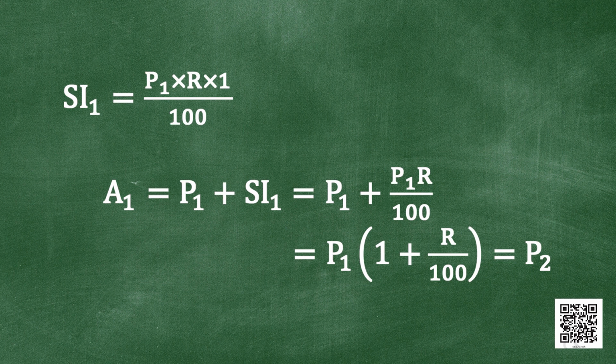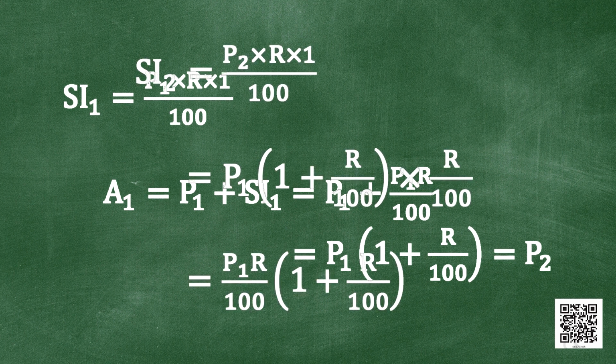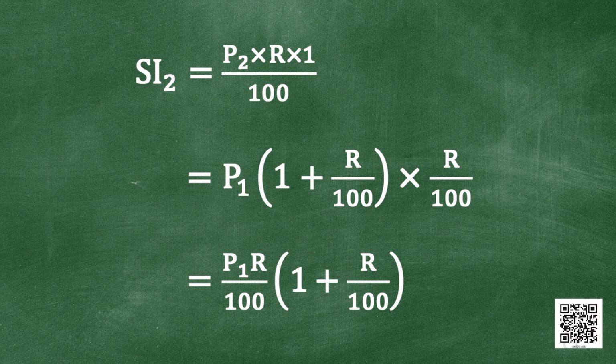So let us find the simple interest for the second year, that is SI2 is equal to P2 multiplied with R multiplied with 1 divided by 100. Just earlier we had seen that P2 is nothing but P1 times 1 plus R by 100 multiplied with R by 100. So we can write it as P1R divided by 100 times 1 plus R by 100.